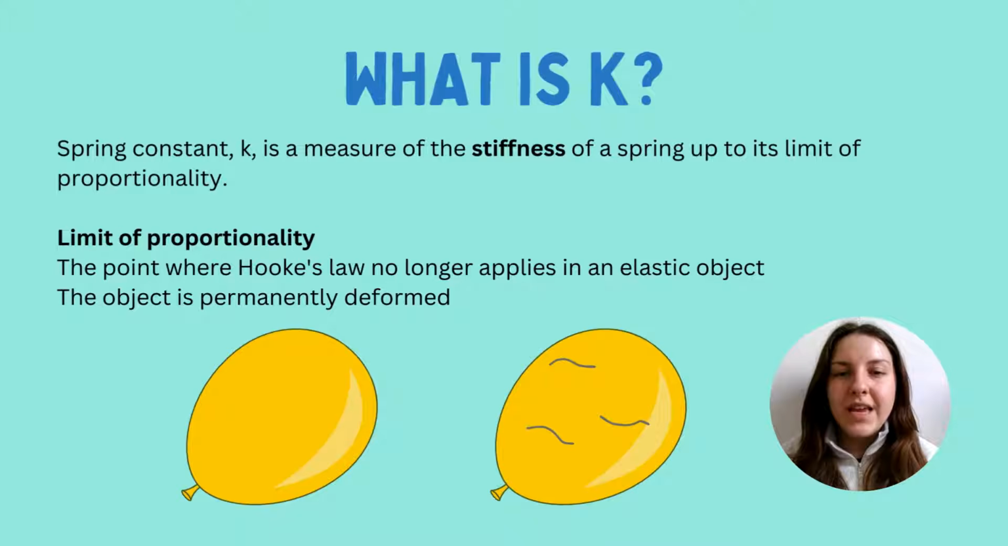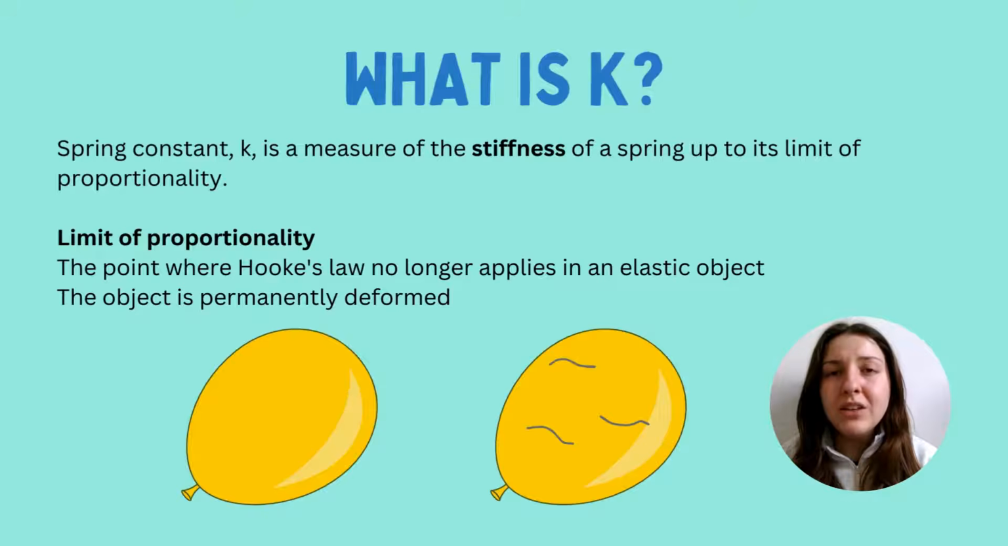So what actually is the spring constant K? Well, the spring constant is a measure of the stiffness of a spring up to its limit of proportionality. And this will depend on each type of spring. Some springs are much more stiff than others. But essentially, what does limit of proportionality mean? Well, it's the point where Hooke's law no longer applies in an elastic object. That's essentially what it means.